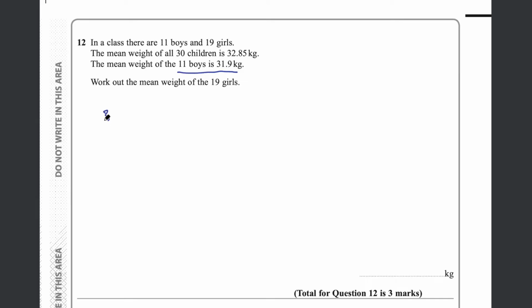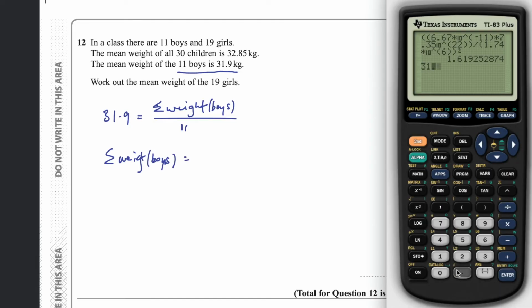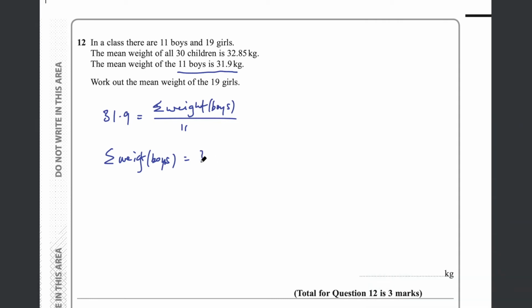So we could say 31.9, that mean, equals the sum of the weight of the boys divided by the number of boys, which is 11. So this is going to be 31.9 times 11. Put that into a calculator, 31.9 times 11, 350.9.